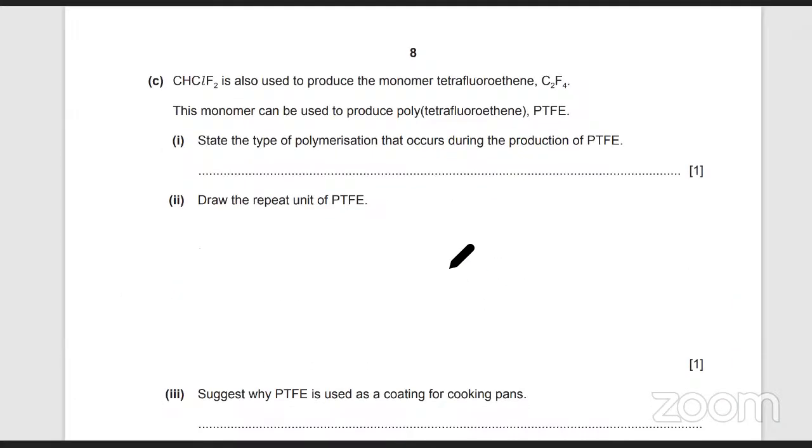Now the next part is, it's used to produce the monomer C2F4, tetrafluoroethene. What is the type of polymerization of alkenes? Which polymerization of the alkenes? Addition. Okay, that's addition.